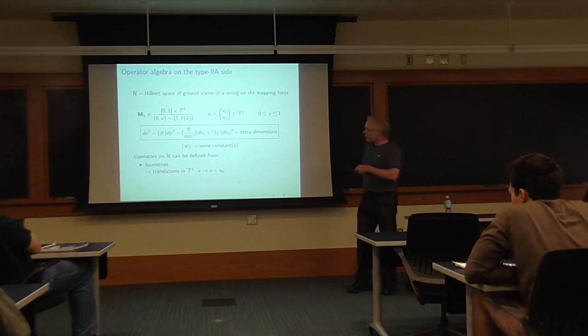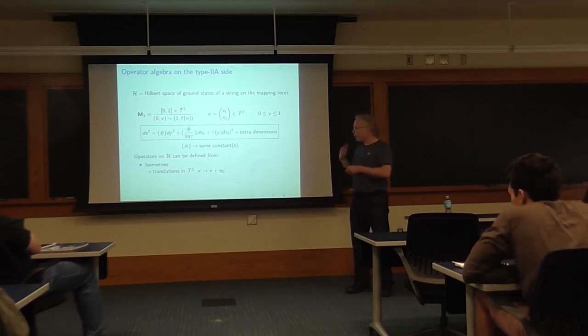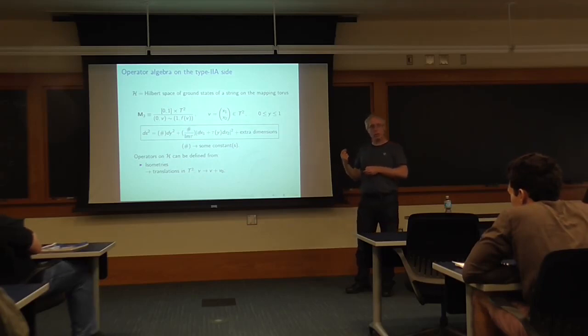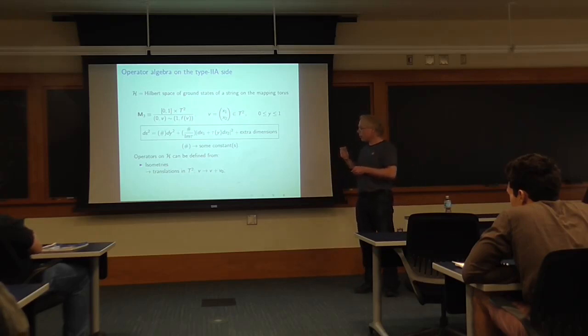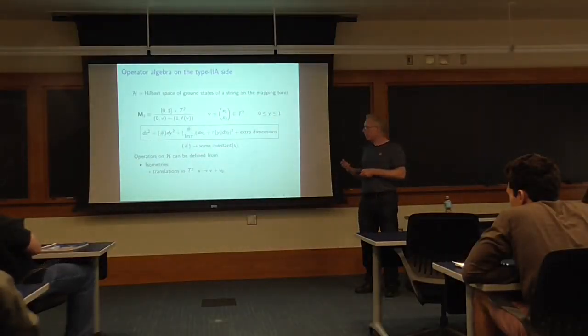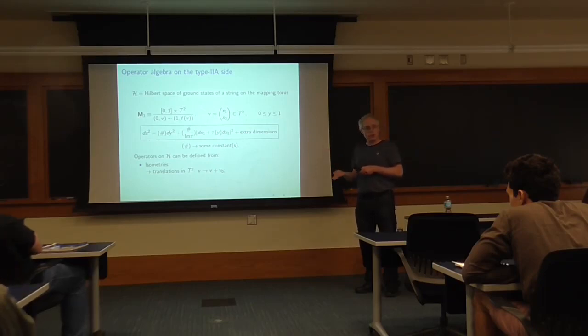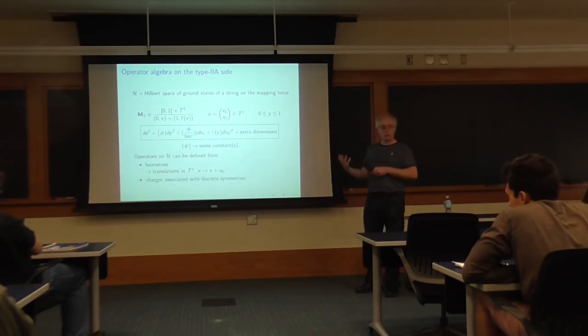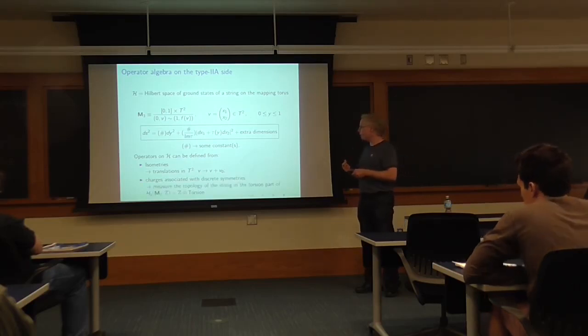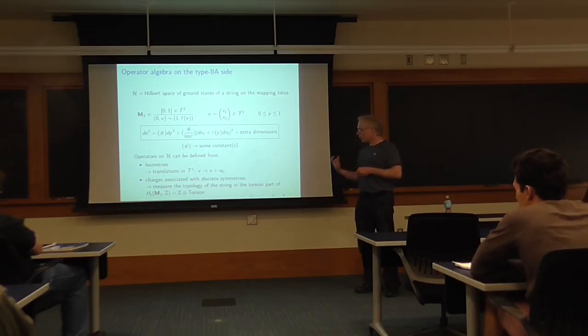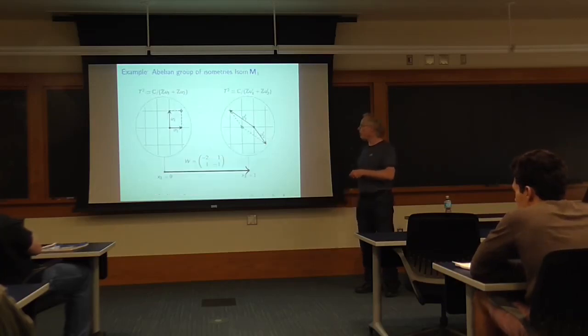I'm looking for operators on the Hilbert space of strings of this mapping torus. It turns out that the operators can come in one of two ways. They're going to be associated with symmetries, but what are these symmetries? They will be either isometries, which come as discrete translations in the direction of the fiber, or they will come with charges that are associated with extra discrete symmetries. And these charges are going to measure the topology of the string state, but the torsion part, the one that I didn't talk about before.